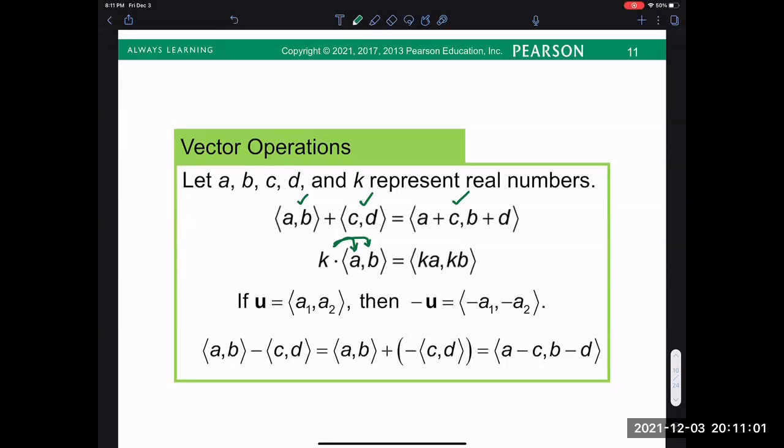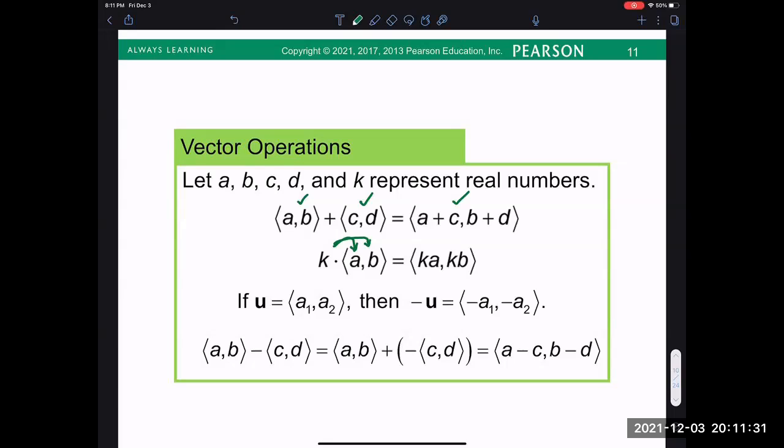And then similarly, if you have a vector u, which is equal to a1, a2, I don't know why they would do that instead of just putting ab, then the opposite of that vector, which we now know from graphical interpretation is the same magnitude vector pointing in the opposite direction. But to do that in terms of coordinates, you just change the sign of both of the coordinates. So if you had a1, a2, then you have negative a1, negative a2.